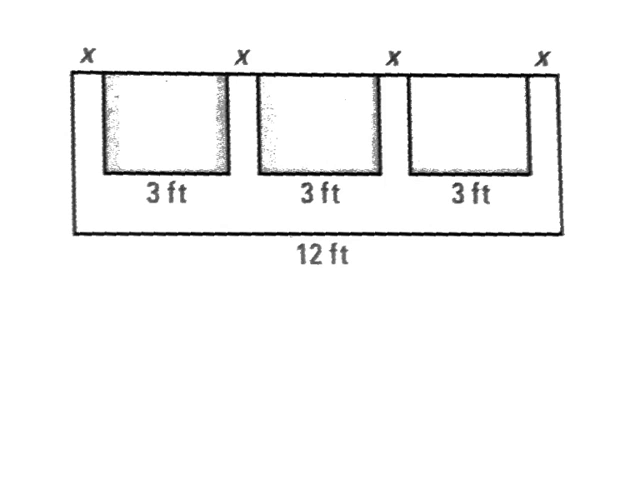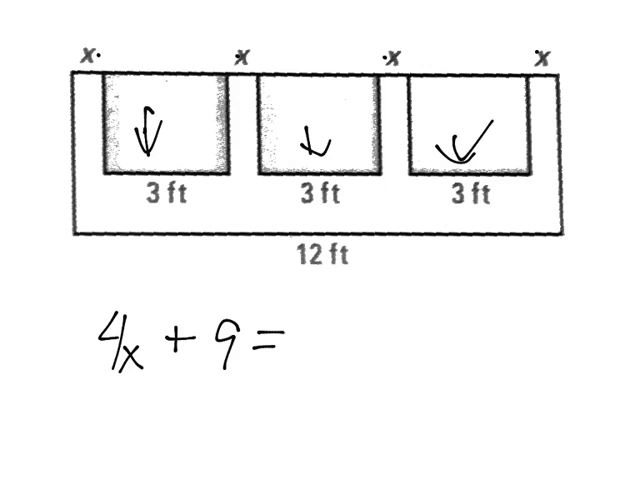Again, we have a painted wall here, except this time 3 feet. We have 1, 2, 3, 4 equal unknowns. 3 plus 3 plus 3 is 9, and it needs to equal 12 feet. Minus the 9, and you end up with 3. Therefore, x equals 3/4 or 9 inches.